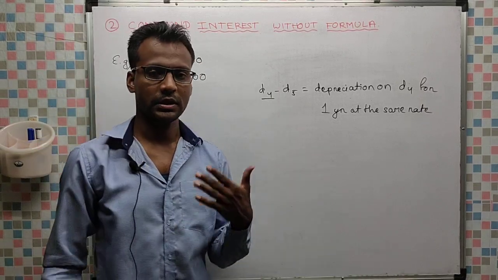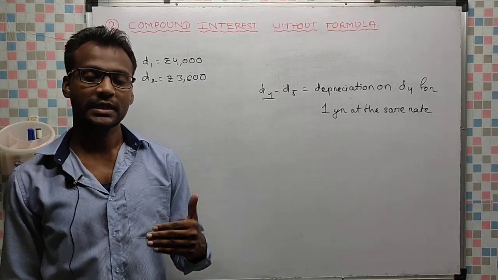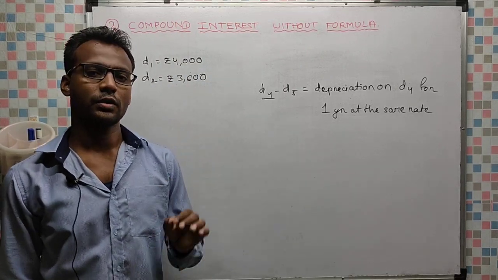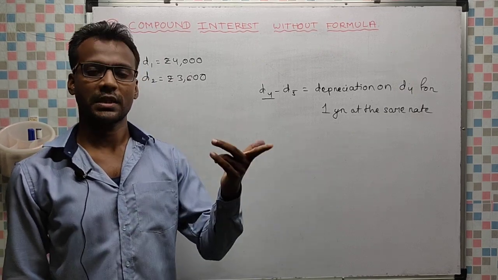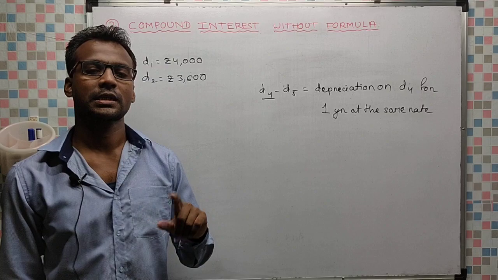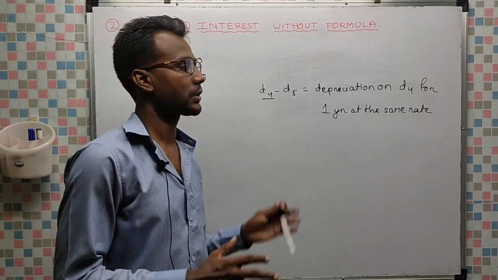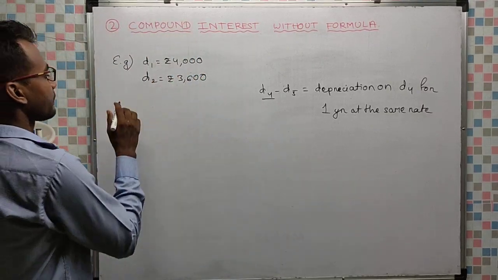Sorry, it is opposite of interest. D6 minus D7 is equal to depreciation on D6 for 1 year at the same rate. Okay, you can use this principle here. Let us find the difference.